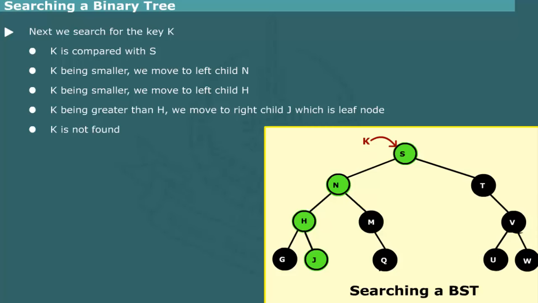Next, suppose we look for a node with key K. The search path is shown in the figure. In this case, the search is not successful because after traversing N, H and J, we end up with a leaf node whose key J does not match with the desired key K.